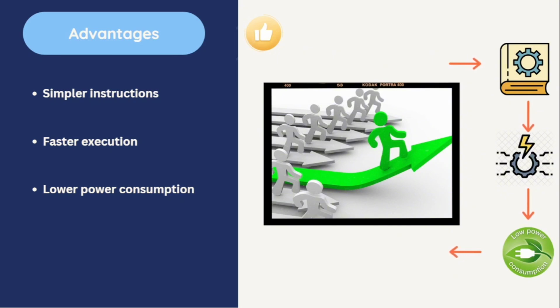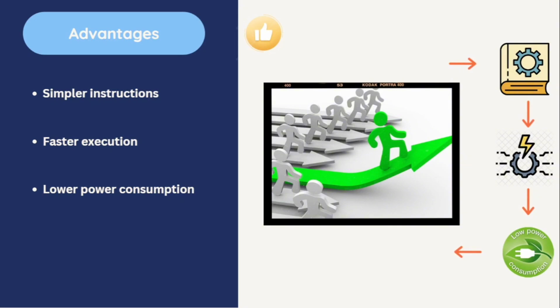There are many advantages of RISC. Number 1. Simpler instruction. RISC processors use a smaller set of simple instructions, which makes them easier to decode and execute quickly. This results in faster processing time. Number 2. Faster execution. Because RISC processors have a simpler instruction set, they can execute instructions faster than CISC processors. And lastly, lower power consumption. RISC processors consume less power than CISC processors, making them ideal for portable devices.